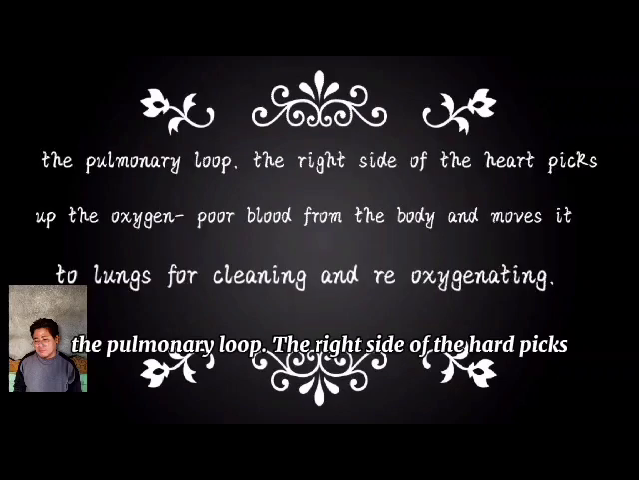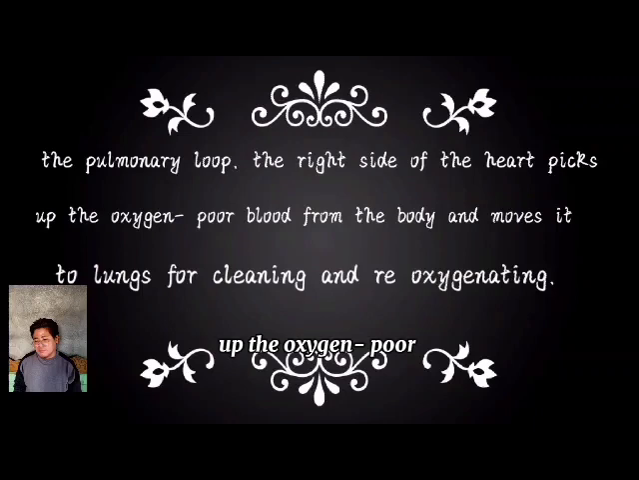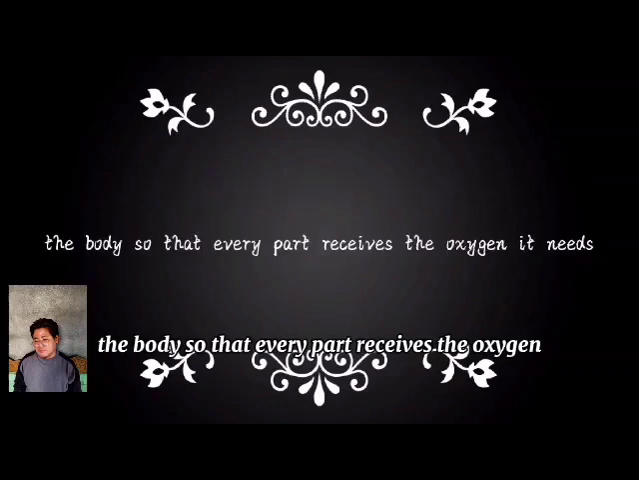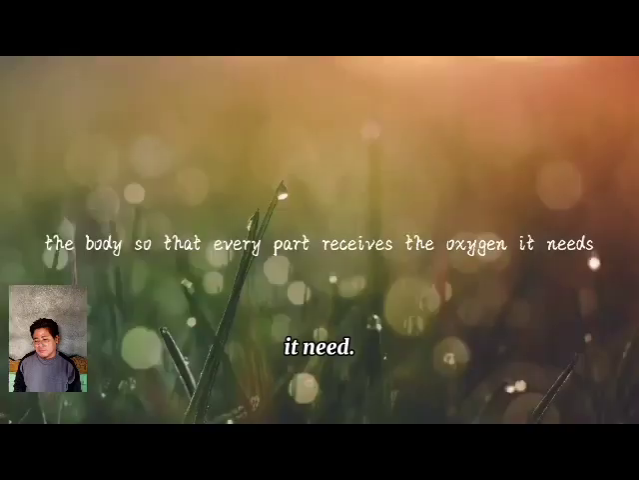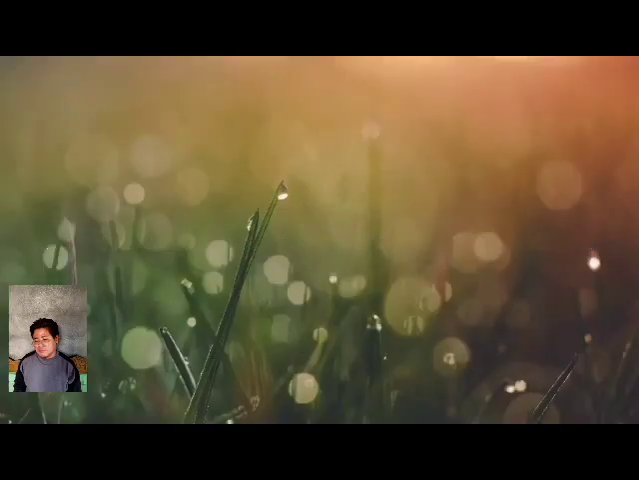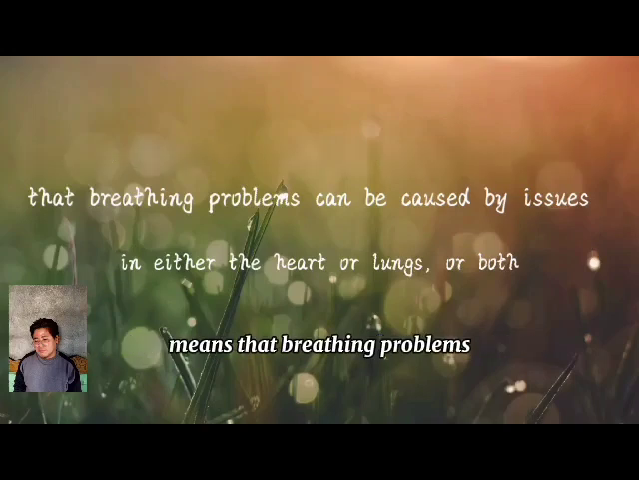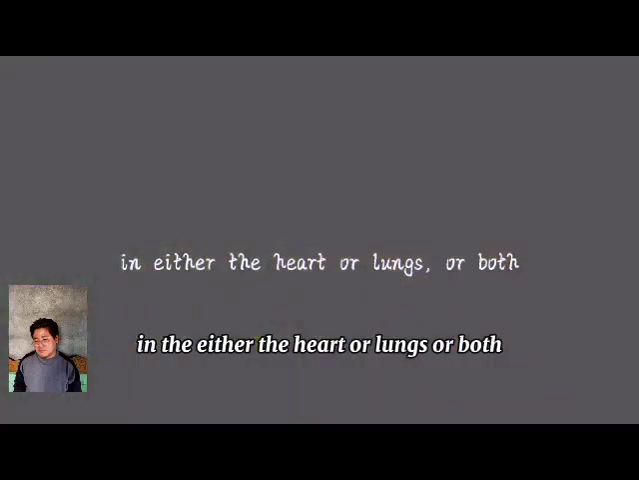The pulmonary loop: the right side of the heart picks up the oxygen-poor blood from the body and moves it to the lungs for cleaning and reoxygenating. The systemic loop: once the blood is reoxygenated, the left side of the heart moves the blood throughout the body so that every part receives the oxygen it needs. The close connection between the heart and lungs means that breathing problems can be caused by issues in either the heart, the lungs, or both.